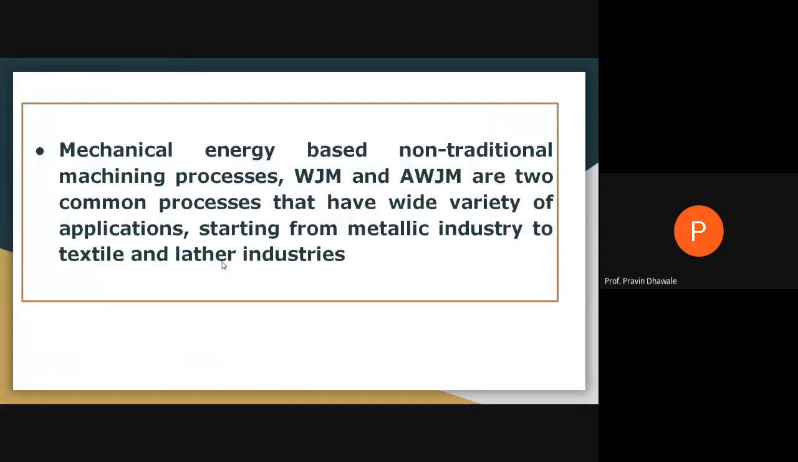As we are dealing with water jet machining and abrasive water jet machining, both are mechanical energy based, non-traditional processes, right? So both have a wide variety of applications. It may be used from the metallic industry to non-metal, plastic, textile, and leather industries also.